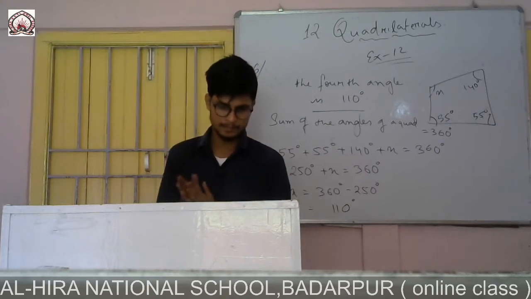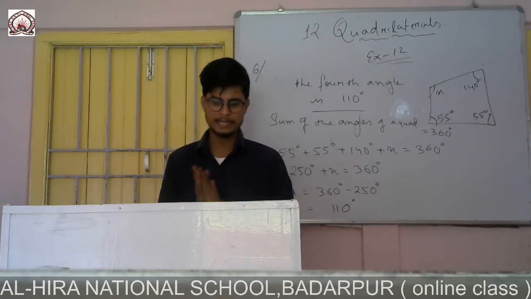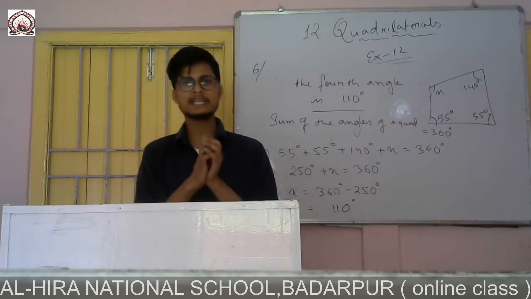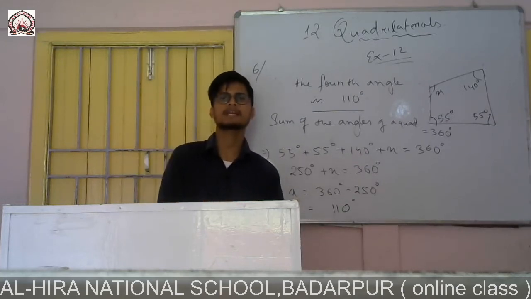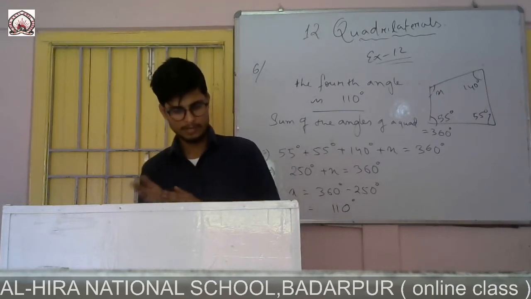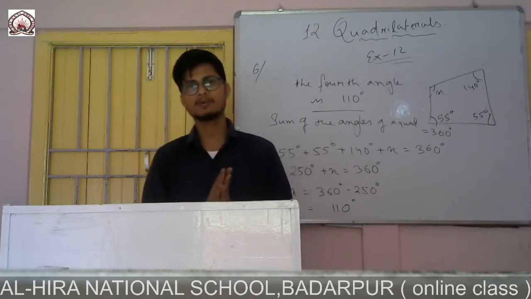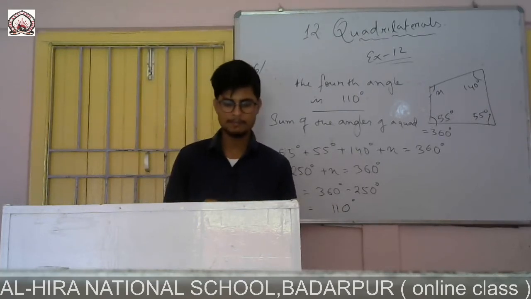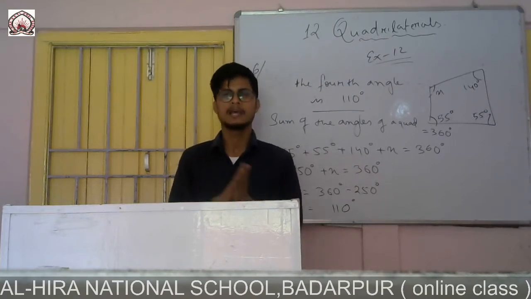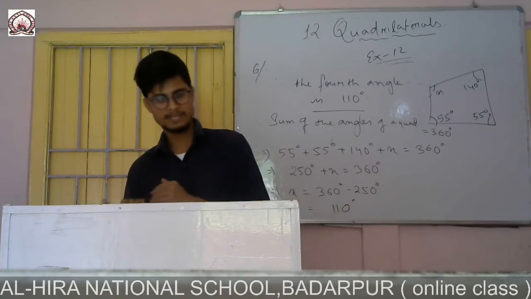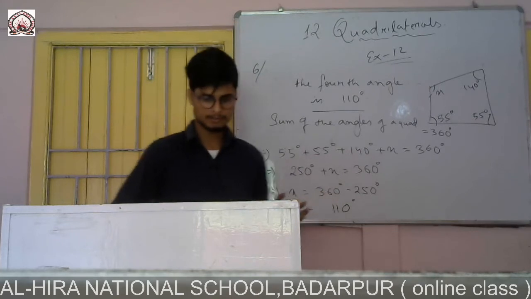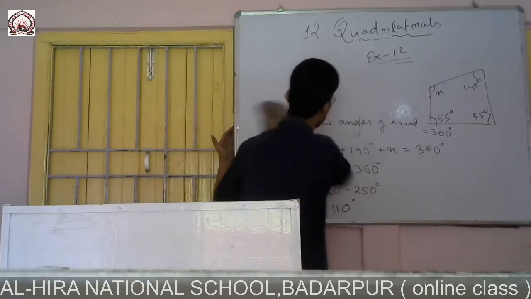Now question number 7. Find the measure of the four angles of a quadrilateral if they are in the ratio 3:5:7:9. Like earlier, in the linear equations chapter we have seen that whenever such ratios are there, we take x. So one will be 3x, another 5x, another 7x, and the last one 9x. Later on we will simply add. Okay, let me do it, you will understand.